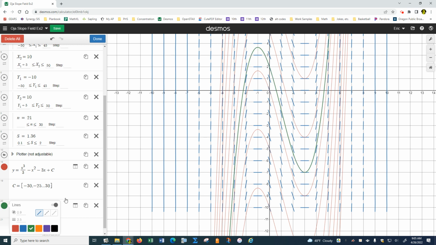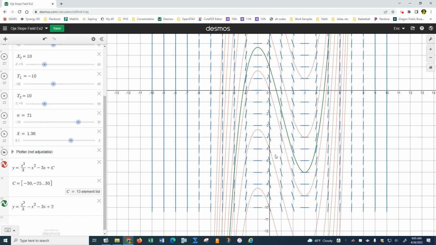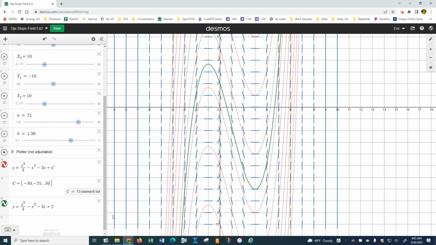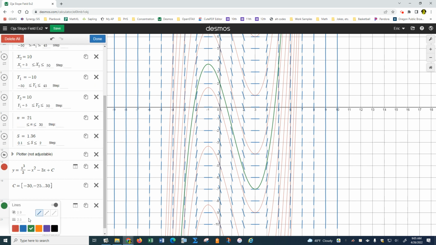What color do you want? How about green? And there it is. Everybody see that? Make that a little thicker.